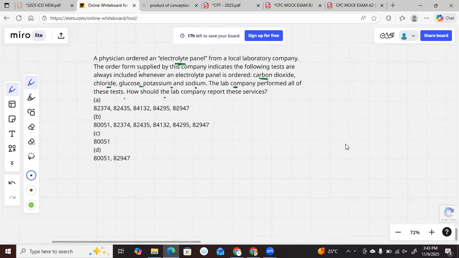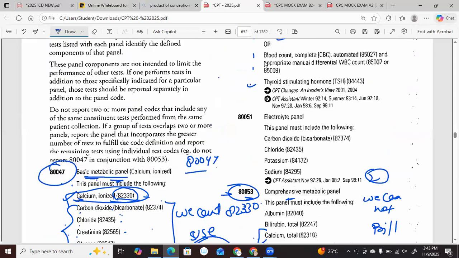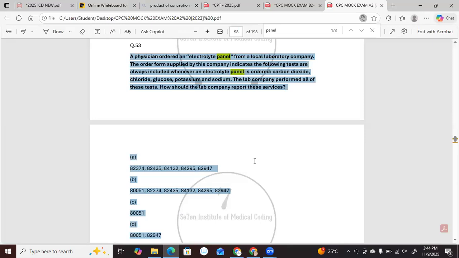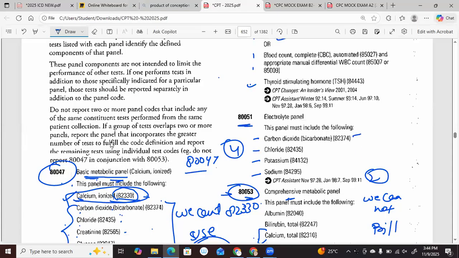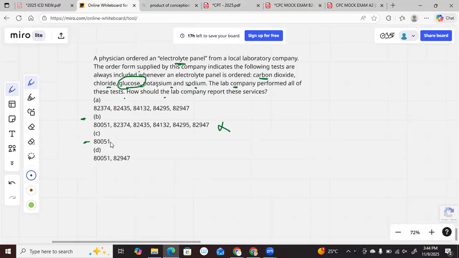First, we will try to find the code if there is any particular panel code we have. 80051. In 80051, we have 4 components: carbon dioxide, chloride, potassium, and sodium. So glucose is not covered in the electrolyte panel. So in option number B, we cannot bill 80051 with these components separately. So option number B has been ruled out.